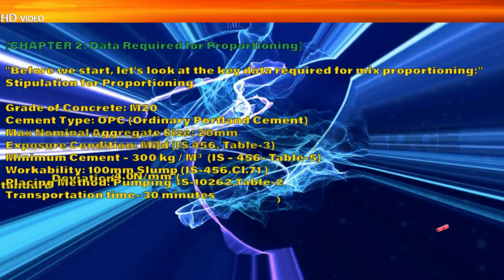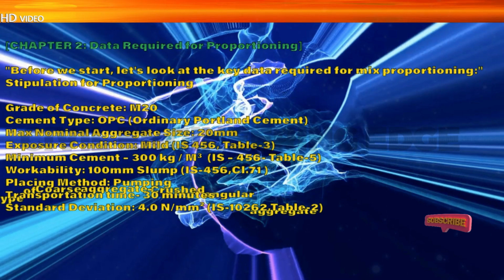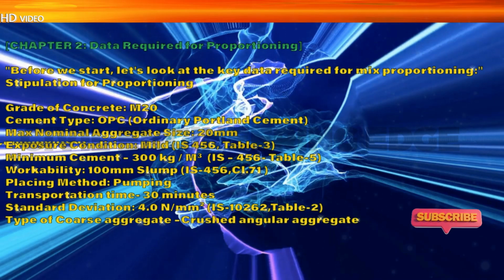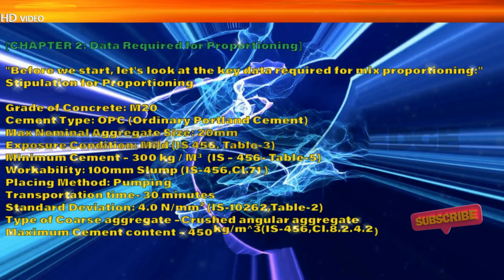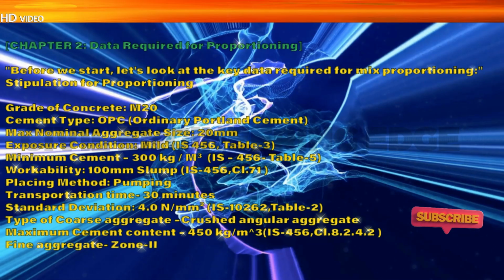Chapter 3. Step-by-step mix design calculation. 1. Target strength calculation. Formula: F'ck equals Fck plus 1.65 into S. S is the standard deviation, Indian Standard 10262, 2019, Table 2, page no. 3. S is 4.0 Newton per square millimeter.